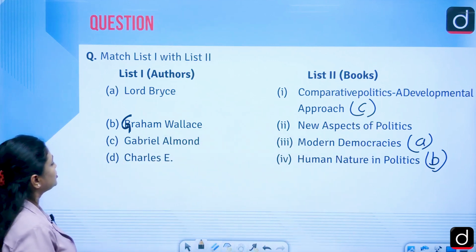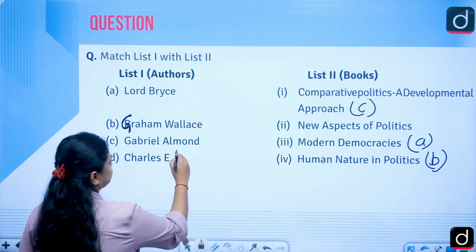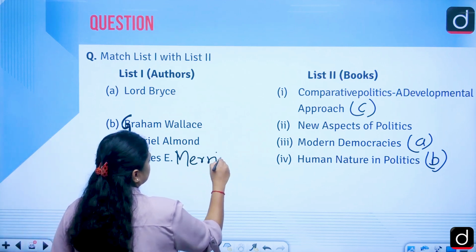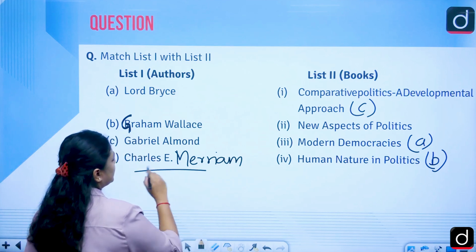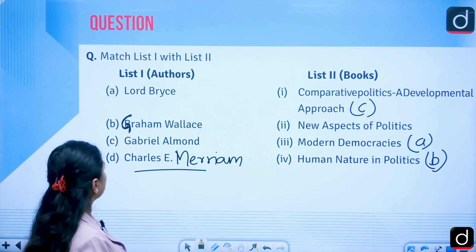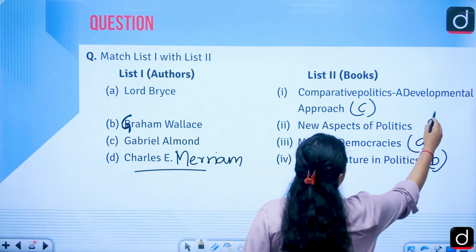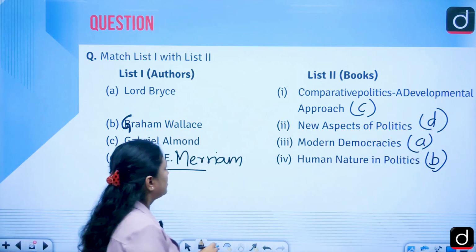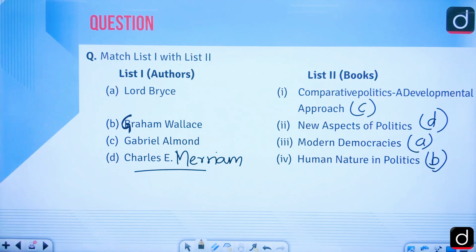And the fourth one is Charles E. Merriam. He worked on the book called New Aspects of Politics, D, here. So A is with 3, then B is with 4, C is with 1 and D is with 2.